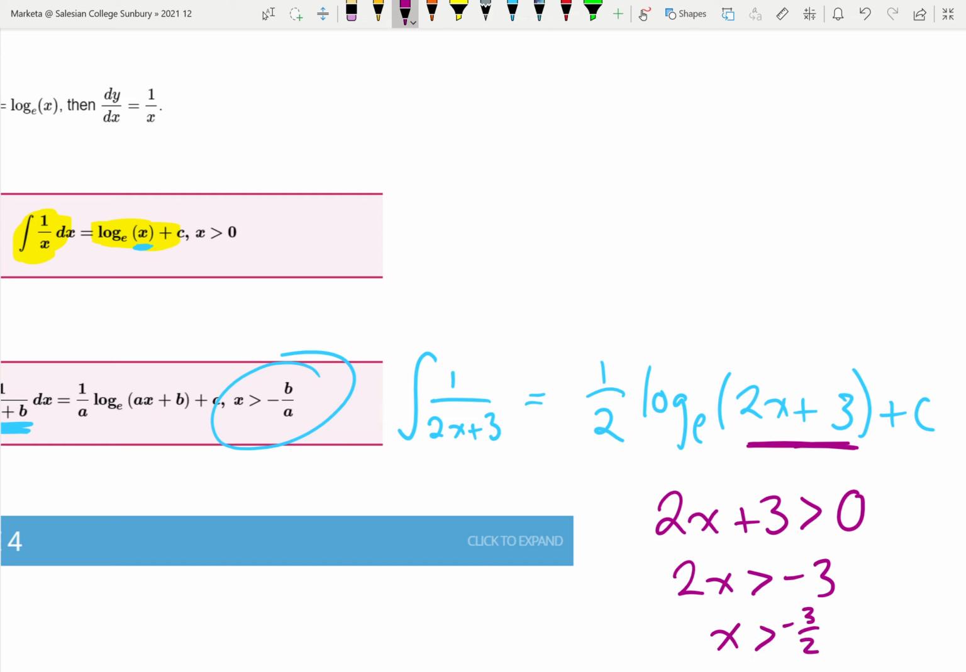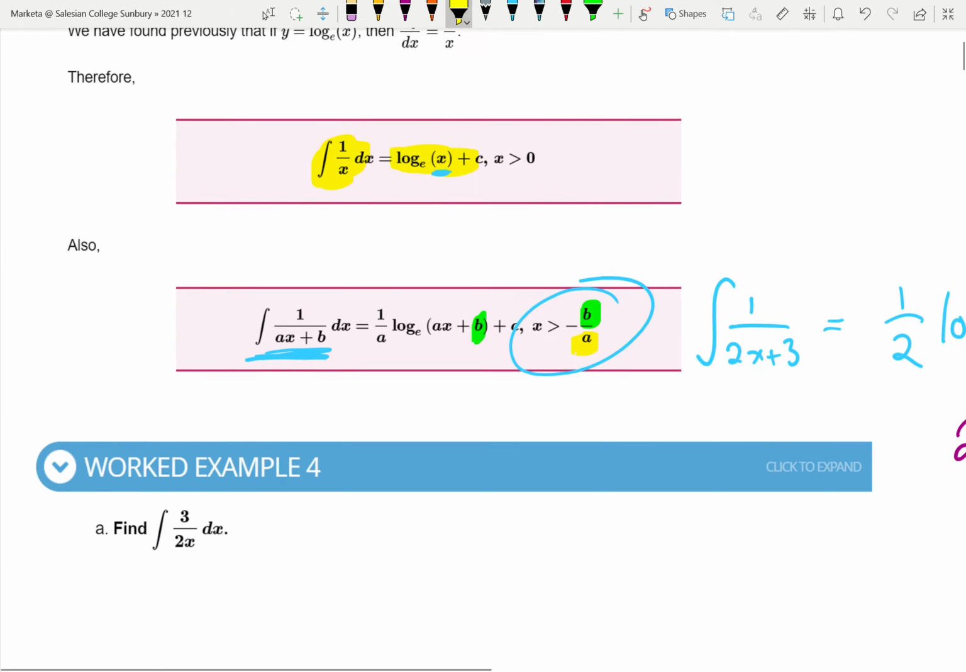you're just going to get x is greater than negative 3 on 2, and you'll see that the b value, which is here, is 3. The a value, which is 2, is here, and it's negative. So it's a quick way to write it, but really you shouldn't need to memorize that. You can work it out pretty quickly. So look, let's look at the examples.